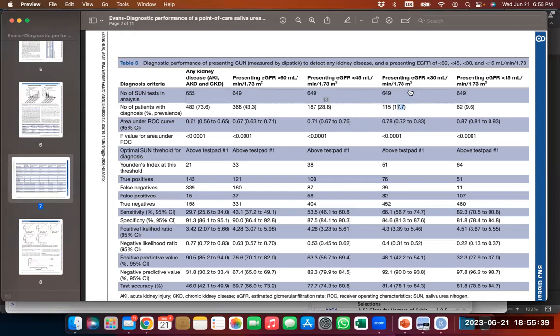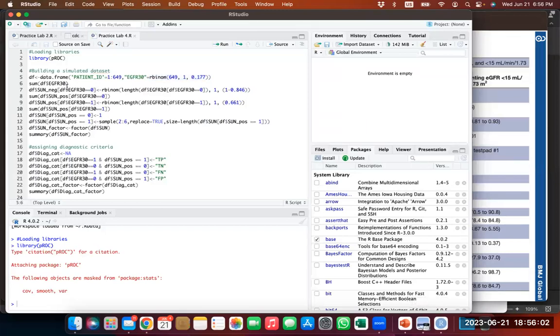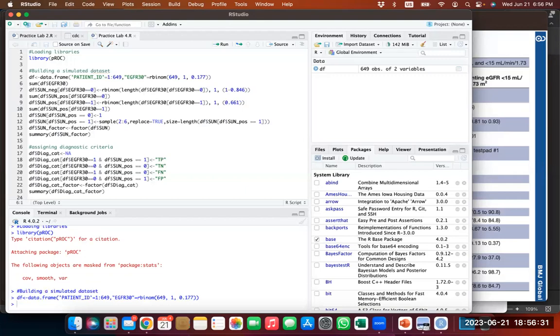So it's actually okay. Now I'm back on my track. We're presenting with an eGFR smaller than 30 milliliters per minute per 1.73 square meters. The prevalence of the disease is 17.7%. So this is what we mean to reproduce. What we're doing here in line 5 is quantifying a data frame that has 649 entries for 649 patients. These patients either do have a diagnosis of a disease or don't. And this is what we're doing with rbinom, where we're randomly assigning zeros and ones to our 649 patients with a proportion of 0.177. And this is happening in line 5.